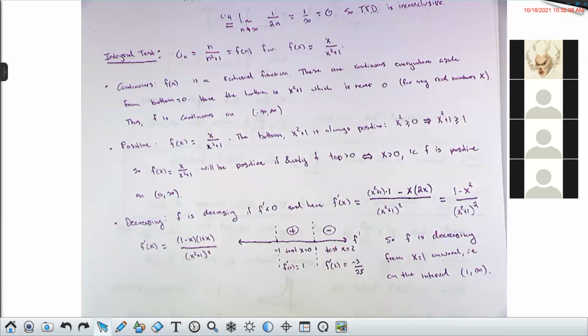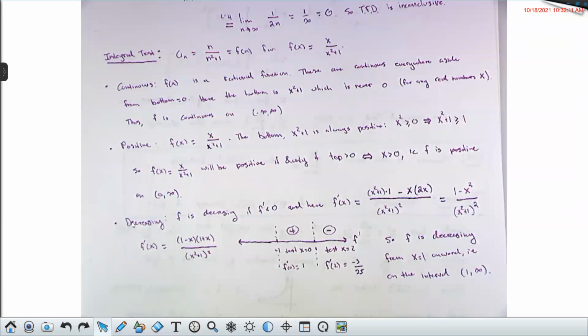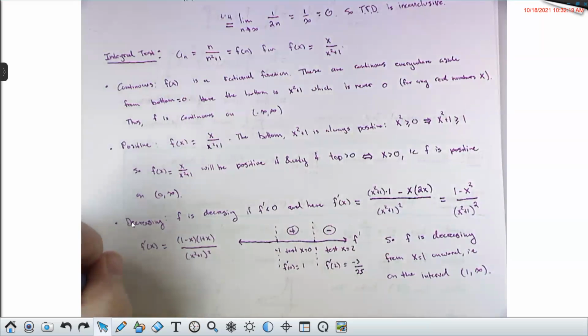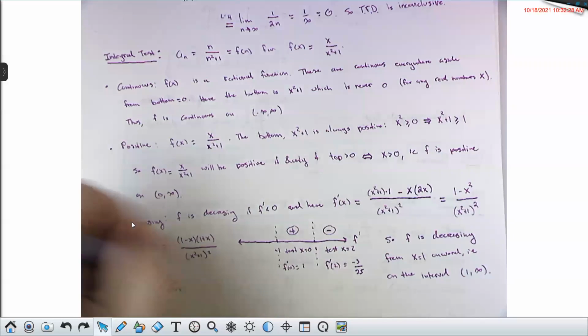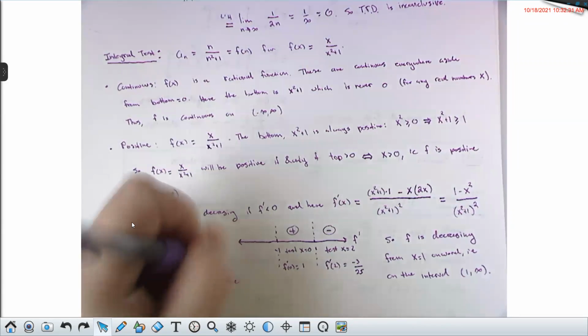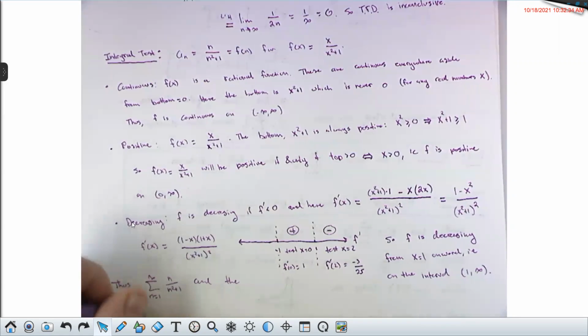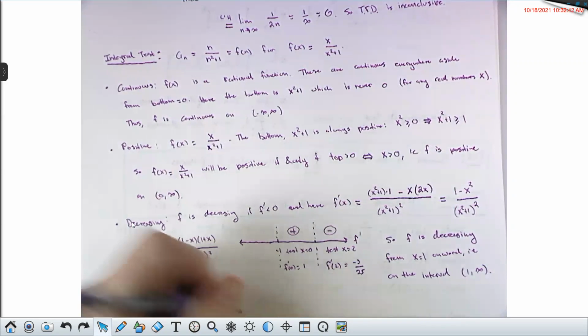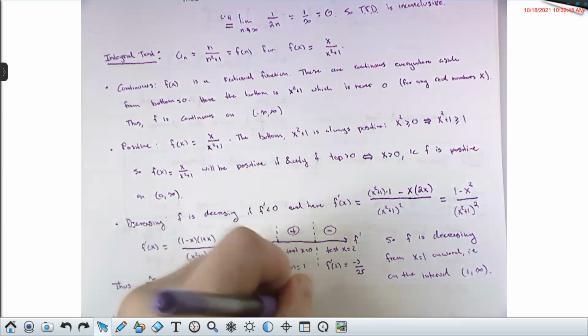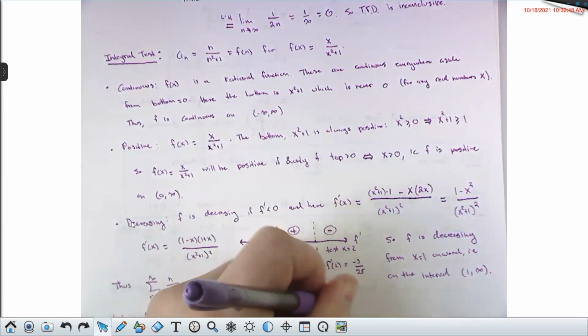Okay then. So now that these 3 conditions are met, I can say that the integral and the series do the same thing. Thus, the sum from n equals 1 to infinity of n over n squared plus 1, and the integral from 1 to infinity of x over x squared plus 1 dx, must converge or diverge together.